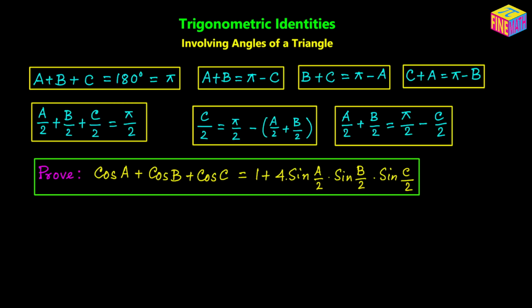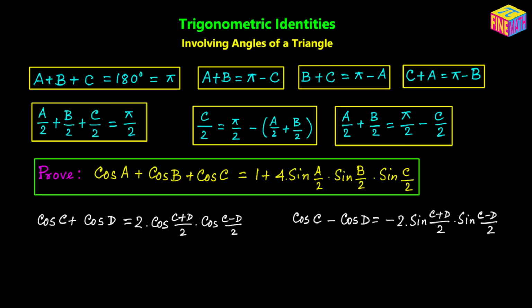and let's review them real quick. We know that cosine of C plus cosine of D can be written as 2 times cosine of (C plus D) over 2 times cosine of (C minus D) over 2. Also, we know that cosine of C minus cosine of D can be written as negative 2 times sine of (C plus D) over 2 times sine of (C minus D) over 2. We are going to use these two concepts, and also we are going to use a couple other concepts.